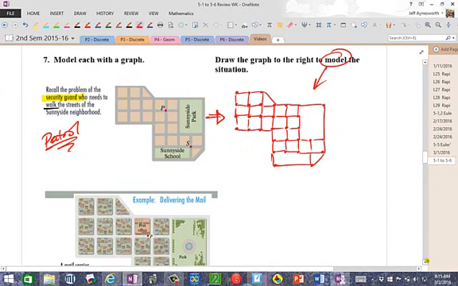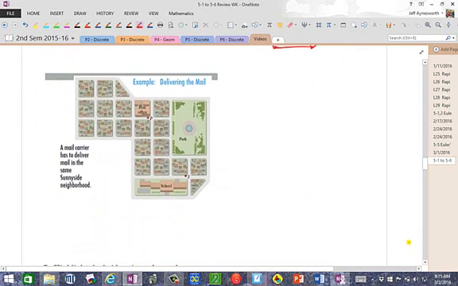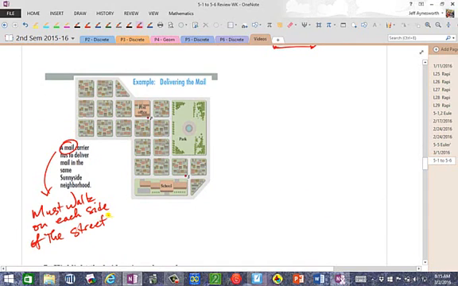Okay, in terms of the mail guy, he has to walk on both sides of the street. Must walk on each side of the street where there are homes, to deliver the mail, assuming there's mailboxes in front of every house. So he must walk on each side of the street where there are houses. There are homes to deliver the mail. All right, because he's a mail person right here, delivering the mail.